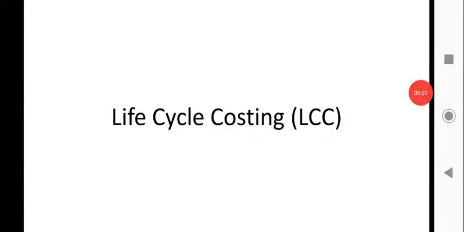Students, come to this class. Here is about life cycle costing. So this is the last topic of your sixth module, life cycle costing. So in this life cycle costing, it is the cost involved, or how much money you spend on a particular equipment or a particular machine over a lifetime. So this we call the life cycle costing.